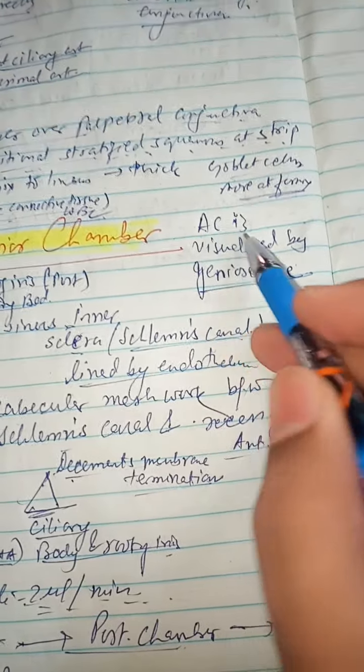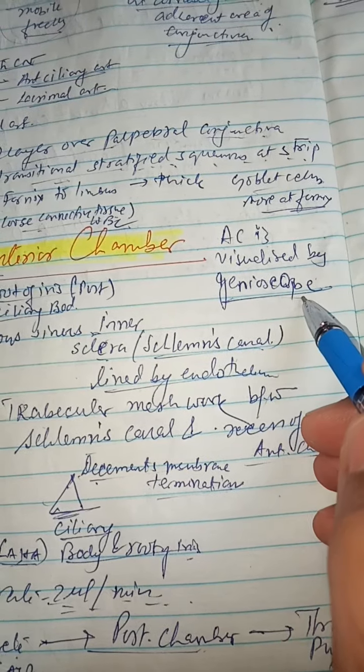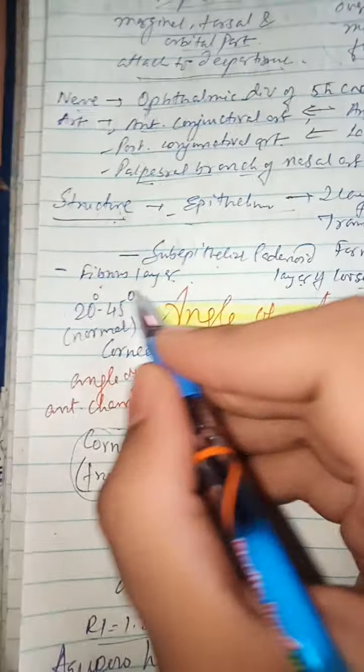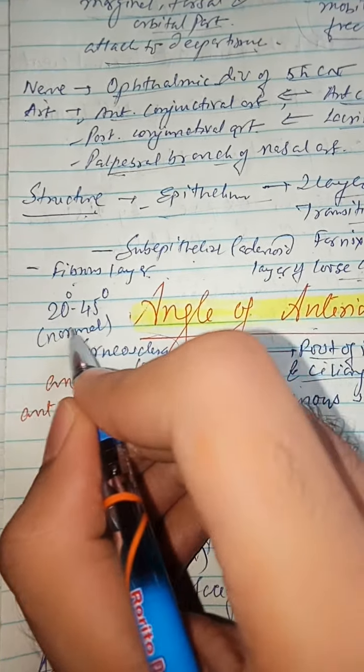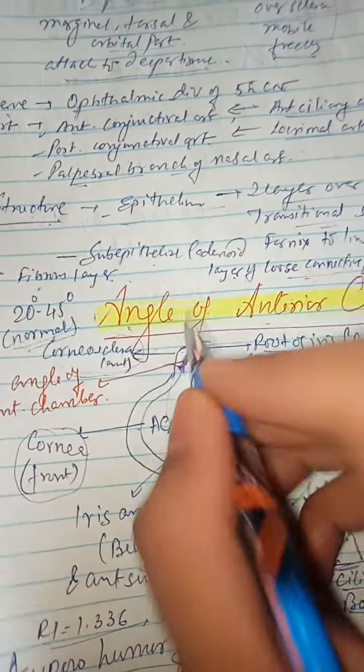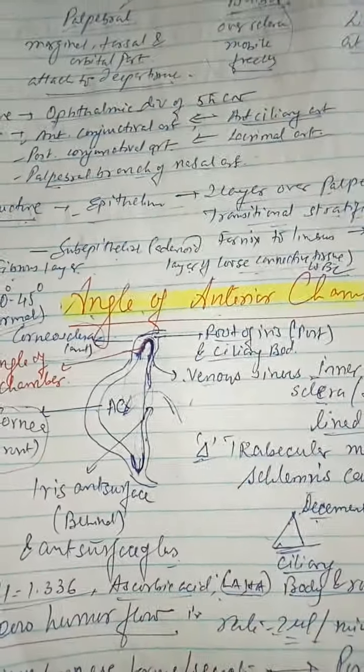And the anterior chamber angle is also visualized by gonioscope. So with the help of a gonioscope, we can visualize the anterior chamber angle. What is the normal angle of the anterior chamber? 20 to 45 degrees is normal. Less than 10 degrees makes angle closure glaucoma.